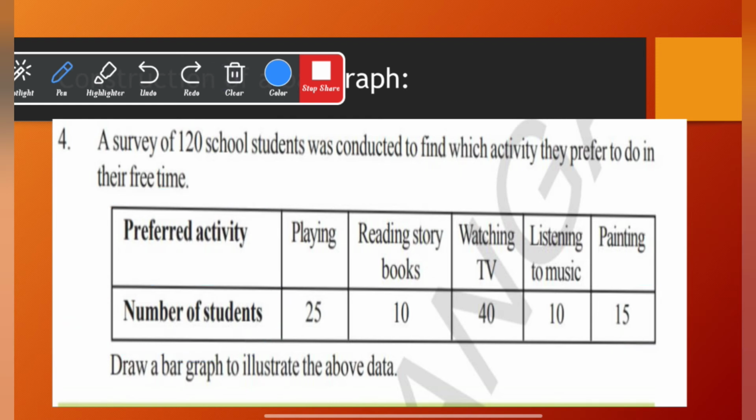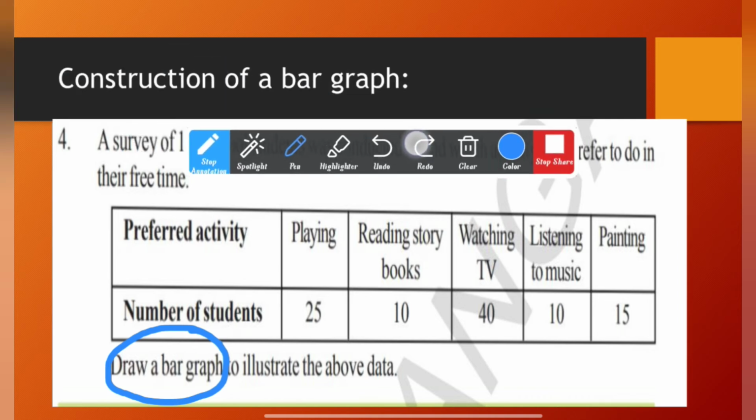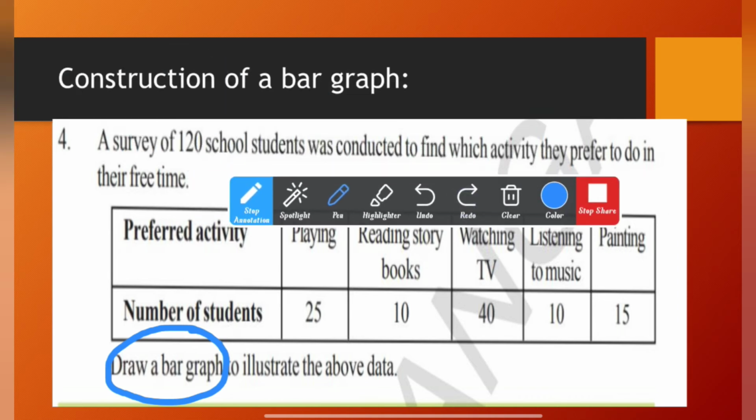And what is the question? Draw a bar graph to illustrate the above data. It is not mentioned what type of bar graph you have to draw, only a bar graph is asked. So you can select any one of your choice. Either you can draw a vertical bar graph or a horizontal bar graph. So let's move towards our solution.